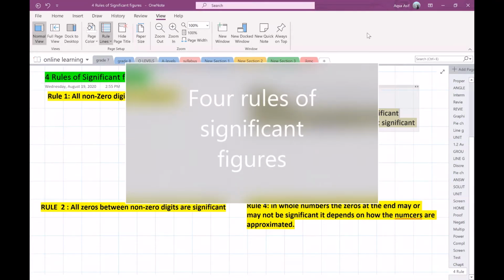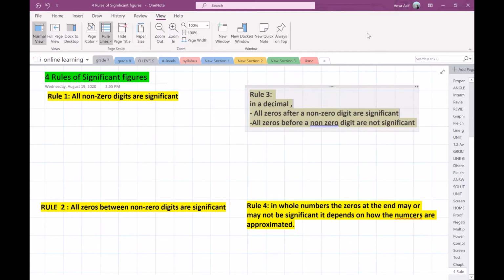Today we are going to quickly review the 4 rules of significant figures so that you can identify how many significant figures are there in a number. Significant figures are used to reflect the degree of accuracy. So let's start with rule number 1.